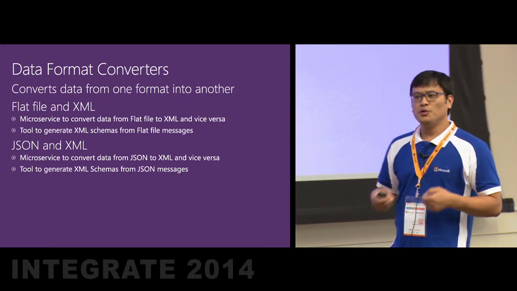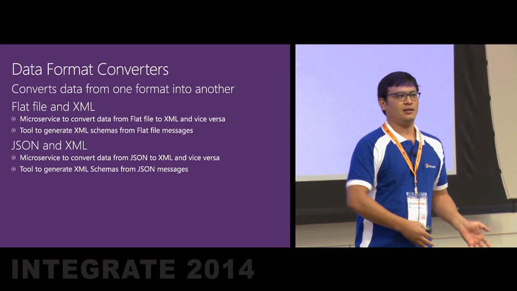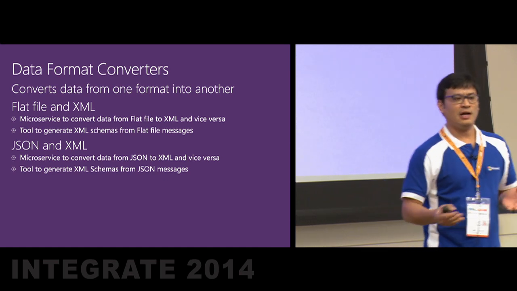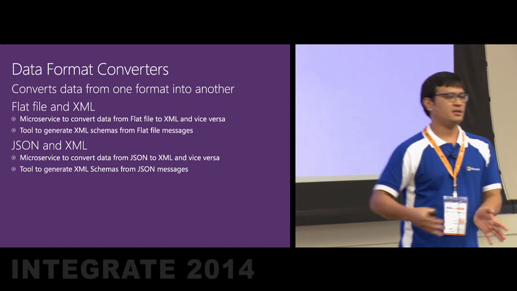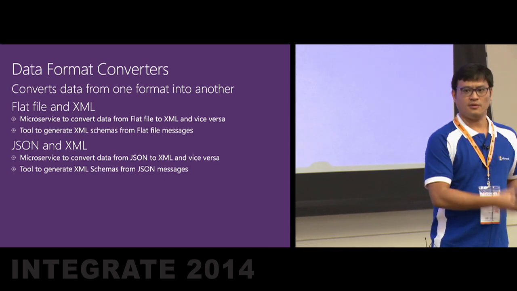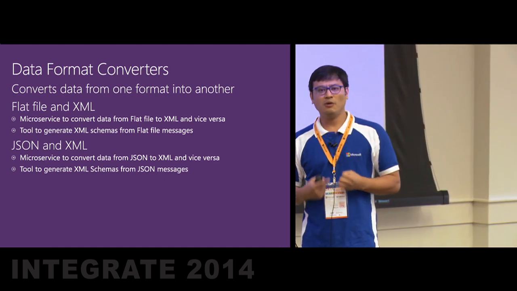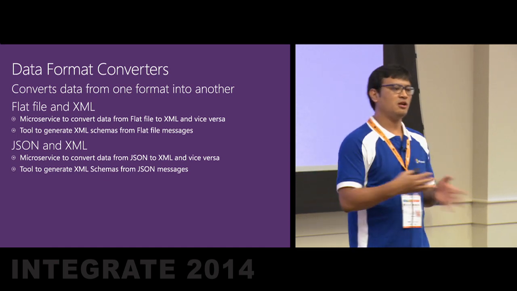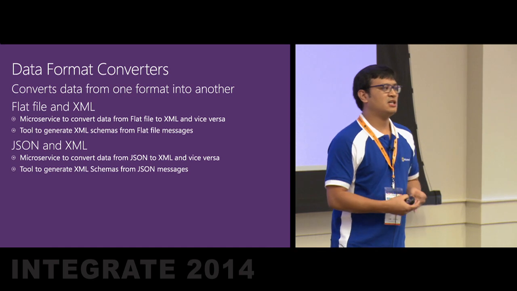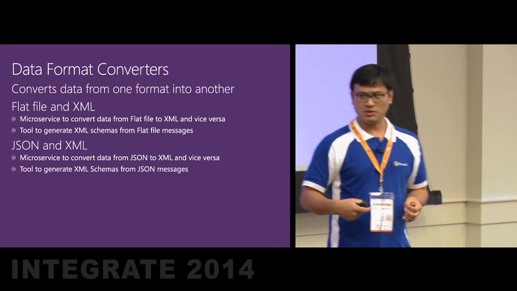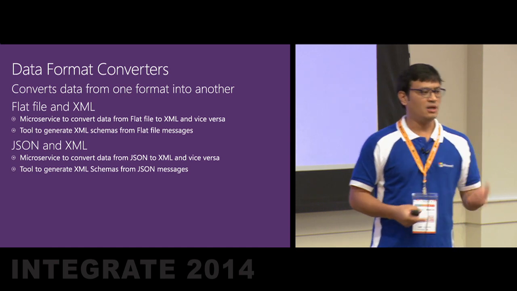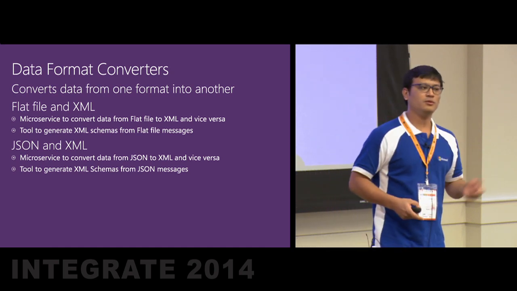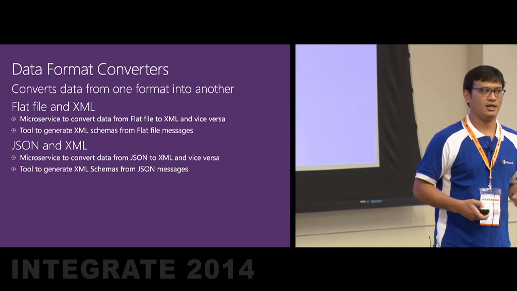Now, when you want to use a microservice that converts between a flat file and XML, you need some way to describe what the data structure looks like, right? Even a flat file could be delimited or comma separated. It has its own structure, okay? So what we provide is a tool that allows you to generate XML schemas for the flat file which you want to convert into XML. This is a schema generation wizard. I'm sure many of you have used the schema generation wizard in this blog, where we provide similar functionality. You can use the same tool. We are going to provide you with this tool that allows you to do all that, right?